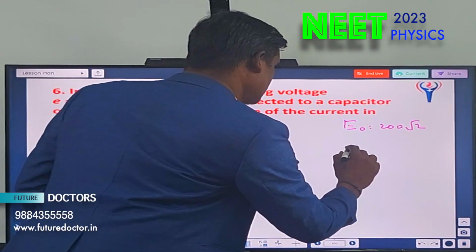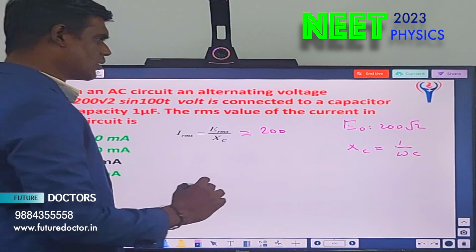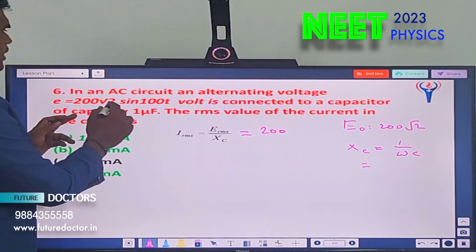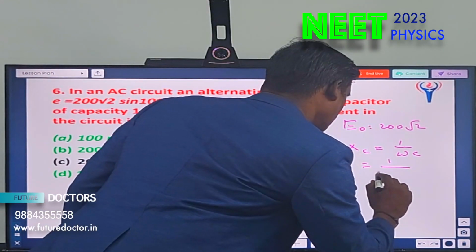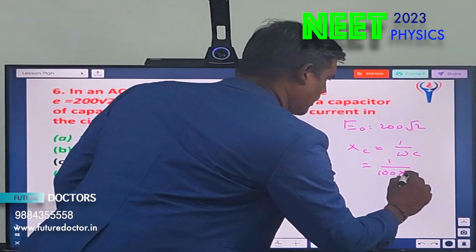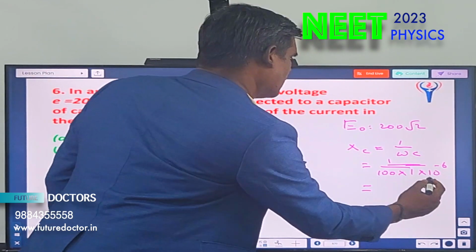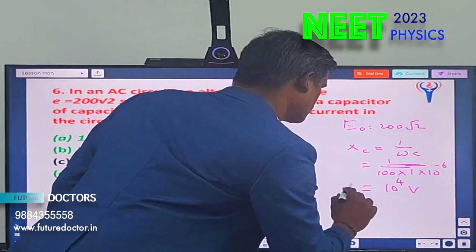What's the formula for XC? XC equal to 1 by omega C. And omega is from here. This is E equal to E naught sin omega t. From this omega equal to 100. Therefore, 1 by 100 into capacitance of a capacitor is given 1 microfarad. Microfarad convert into farad, 10 power minus 6. This is equal to 10 power minus 4 comes up 10 power 4. 10 power 4 ohms. That is your XC.